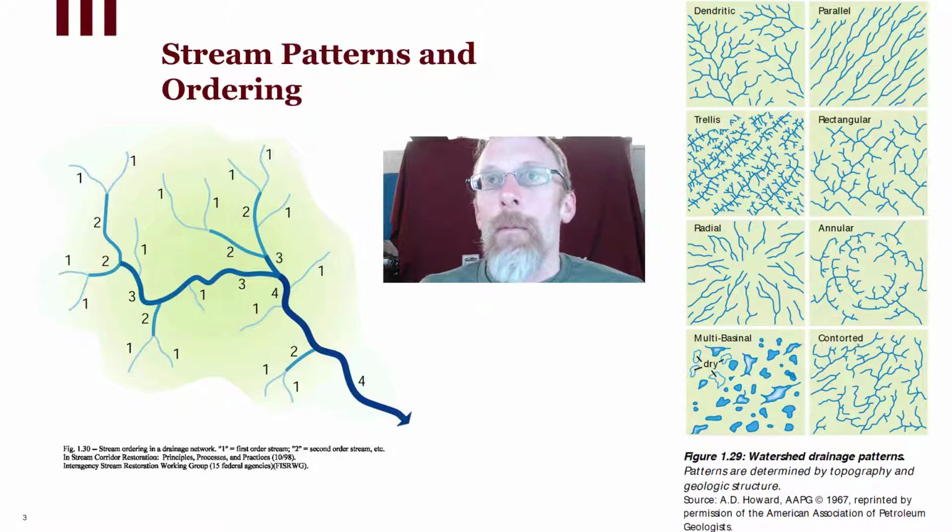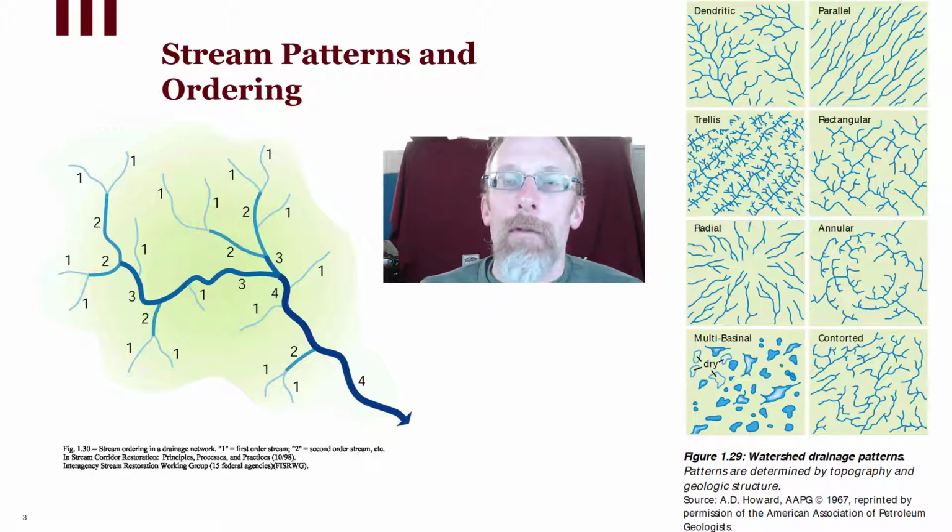Rectangular, that is where you have a bedrock. Now this could be another area like dendritic where the bedrock's flat-lying, but here we have a really strong joint control. So the bedrock has been fractured into big rectangular blocks, and so the stream follows those breaks, those fractures, and you get a rectangular pattern.